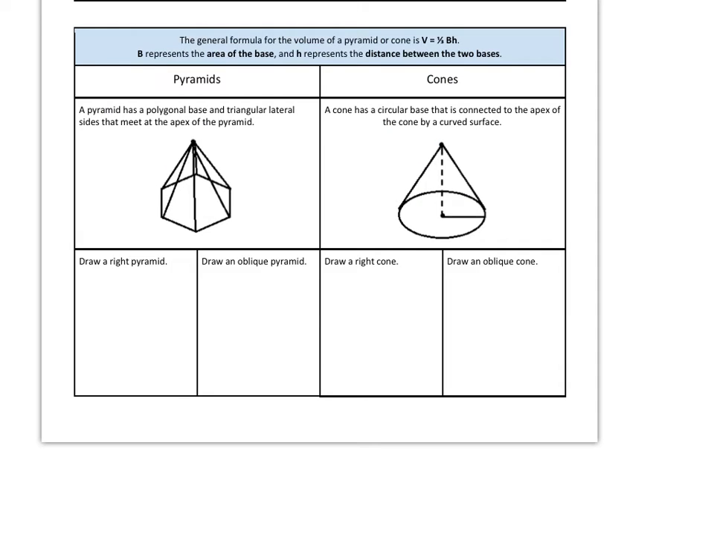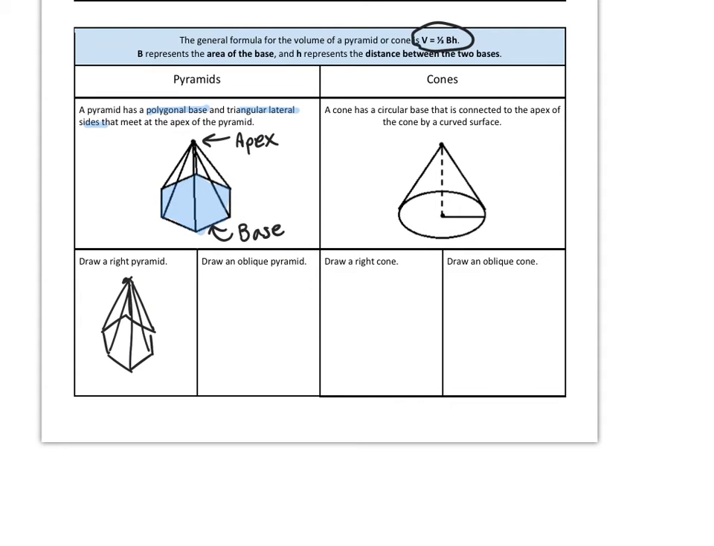Our next step is to look at pyramids and cones. And for pyramids and cones, our formula is very similar. It's that the volume is equal to 1/3 times the base times the height. So a pyramid has a polygonal base and it has triangular lateral sides that meet at the apex of the pyramid. So in this case, we have a hexagonal pyramid because our base is a hexagon. All of the lateral faces are triangles, and at the very top, we call this the apex.